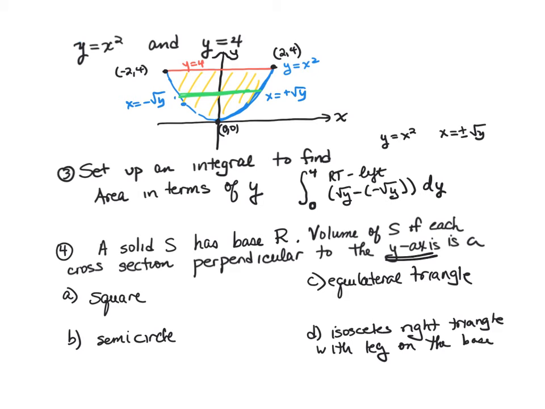So for a square, it would be the integral from 0 to 4 of right minus left, squared, dy. For a semicircle, I just have a pi over 8 on the outside. For an equilateral triangle, I have the square root of 3 over 4 on the outside.